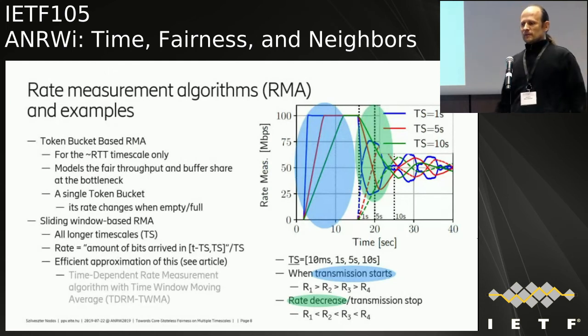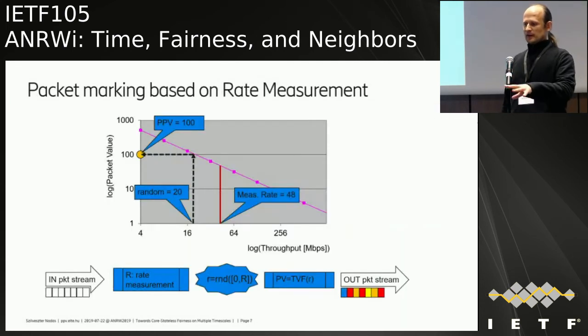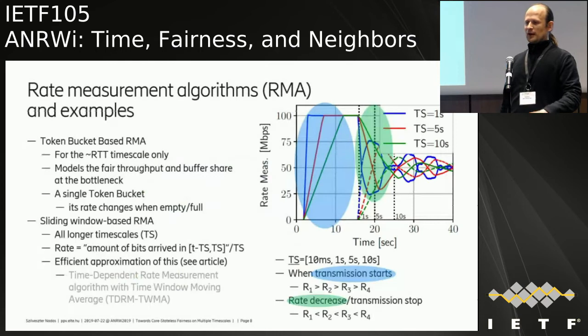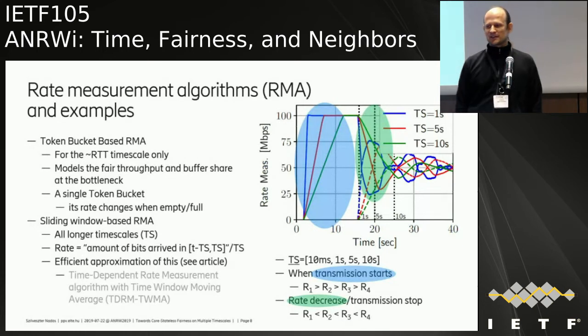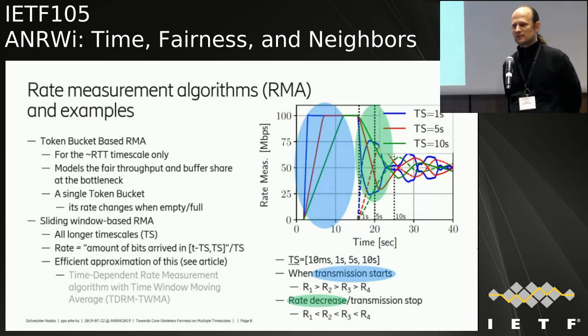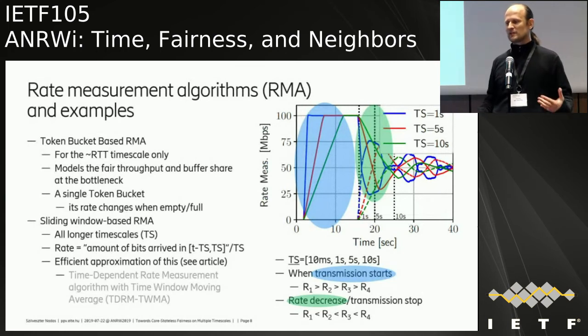But for this, we need a single rate measurement, a single timescale. If we want to have multiple timescales, we need to measure bit rates on multiple timescales. And we actually introduced two different rate measurement algorithms. We have a token bucket-based rate measurement algorithm for the RTT timescale only, because we think that the token bucket-based rate measurement models the fast throughput and buffer share of the bottleneck quite well. It's a single token bucket. Its rate changes when the bucket becomes empty or full. Details are in the paper.